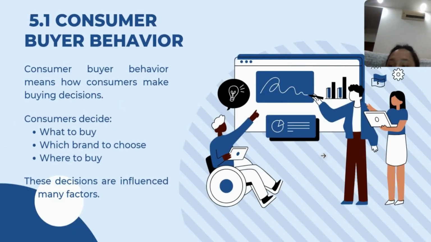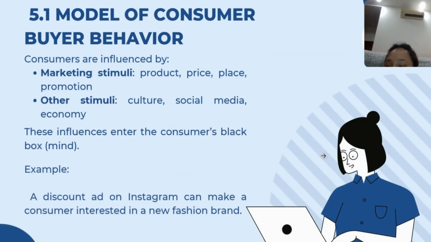Next is consumer buyer behavior. Consumer buyer behavior refers to how final consumers make buying decisions. This includes decisions about what to buy, which brand or seller to choose, where to buy, and when to buy. These decisions are influenced by personal needs, budgets, and available information. For example, online customers often compare restaurant prices and reviews before placing an order.